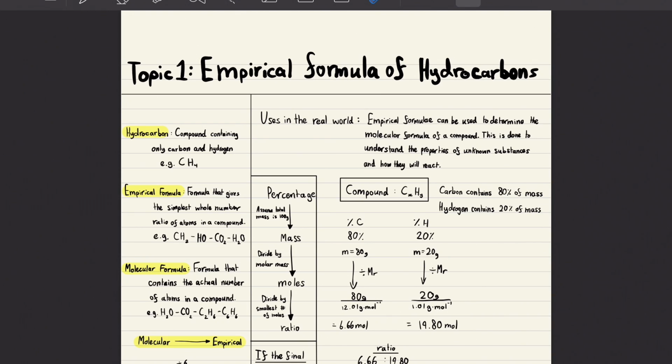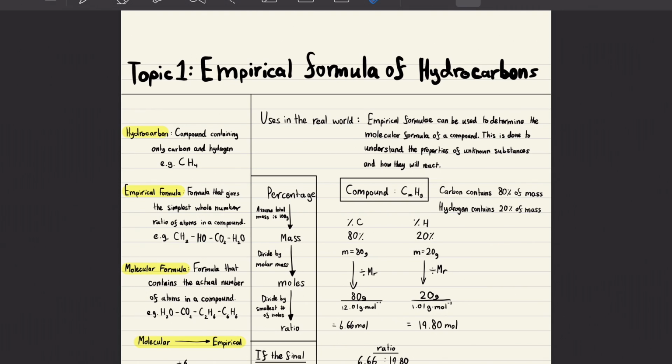Hey guys, so today we're going to be talking about empirical and molecular formulae of hydrocarbons. Now, this is a concept you can find in topic one, which is definitely going to appear in any stoichiometry end of unit test, and it's probably going to appear in your final exams or any overall chemistry exams that you have. If you perfect this topic, it's a pretty easy concept once you get it down.